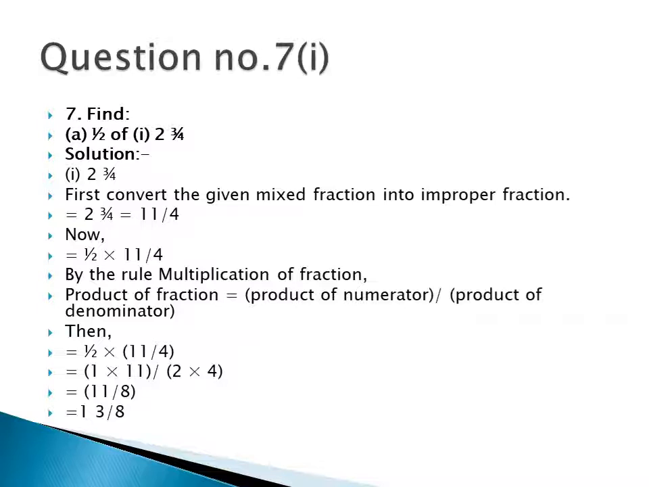2 fours are 8. Now you have to divide this improper fraction, that is 11 by 8, to change it to a mixed fraction. So when you divide, 8 ones are 8. That is 1 is the quotient. What is the remainder? 3. 3 upon 8 you can write. So 1 3 upon 8 is your answer. Hope it is clear to you.